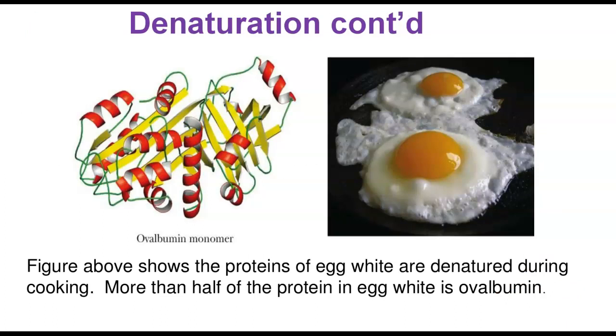So this is a typical example of what you do every day when you eat your egg. The egg contains ovalbumin. When you begin to fry your egg in high heat, you denature this ovalbumin and render it useless, and this is what you eat. So the figure above shows proteins of egg white that are denatured during cooking. More than half of the protein in egg white is ovalbumin.